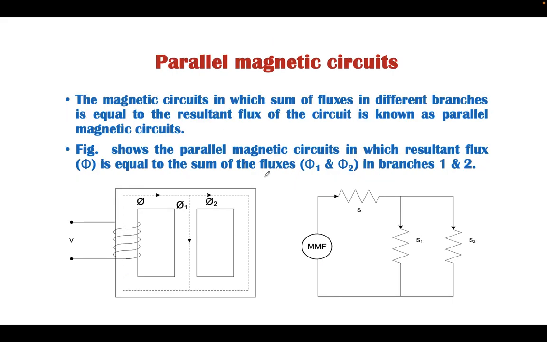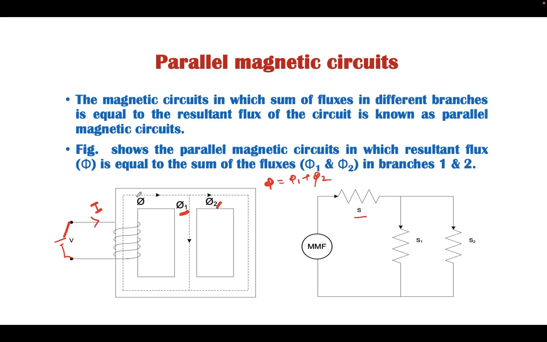Now, considering the parallel magnetic circuit, the total flux developed by the circuit is energized from an electrical supply. Let the supply be connected over here. Then the current flowing in this circuit is I. This causes the flux to develop in this path. This flux has two different paths, phi 1 and phi 2, such that phi is equal to phi 1 plus phi 2.